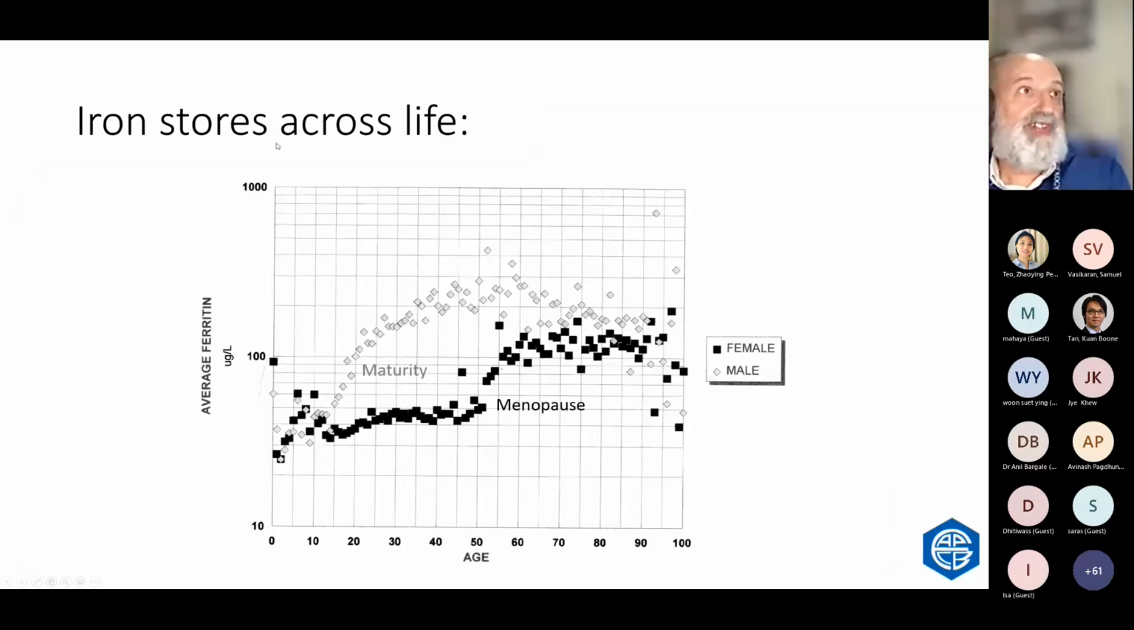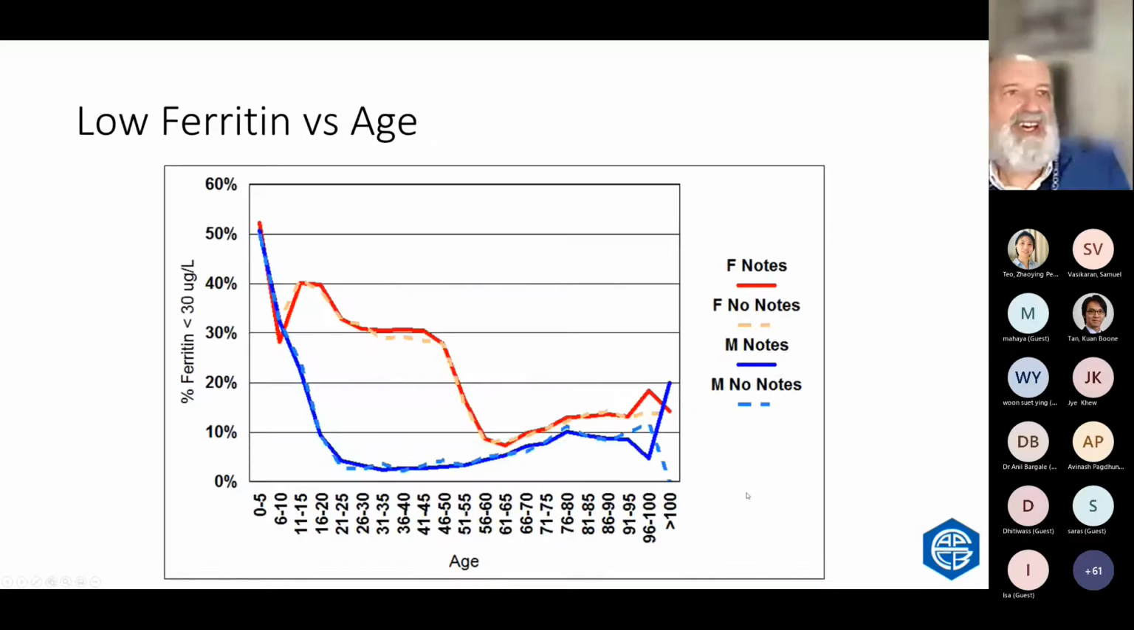Just in terms of iron stores across life, this is interesting because with women, their iron stores are generally low as children, and through premenopause they're still low, and as soon as they stop menstruating, they start accumulating iron. Whereas with men, as soon as they've stopped growing as a child, they're obviously not menstruating, and so they accumulate iron. So men have very much higher ferritin levels than women, and women catch up in the postmenopause.